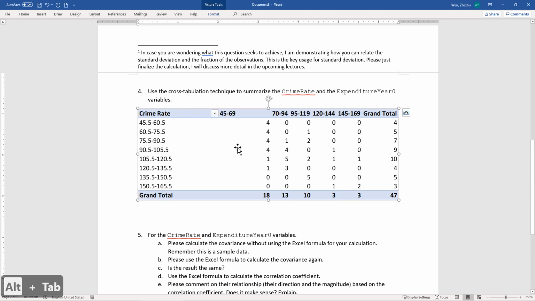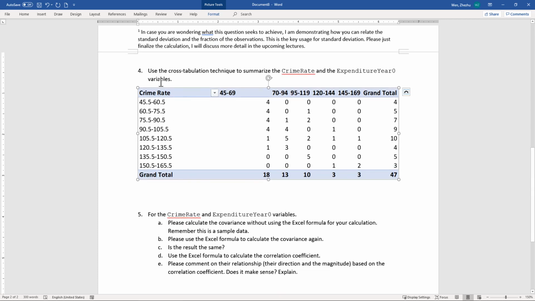Okay, so I didn't ask you to describe or comment on this, but as you can see, this is expenditure for police. When your crime rate is low, your expenditure also tends to be low, and the opposite is also true. When you have a high crime rate, your expenditure also tends to be higher. So that is something you can observe by just taking a look at the table. That may or may not be true when we assess it using a more rigorous, numerical measure. But that is the end of question number 4.